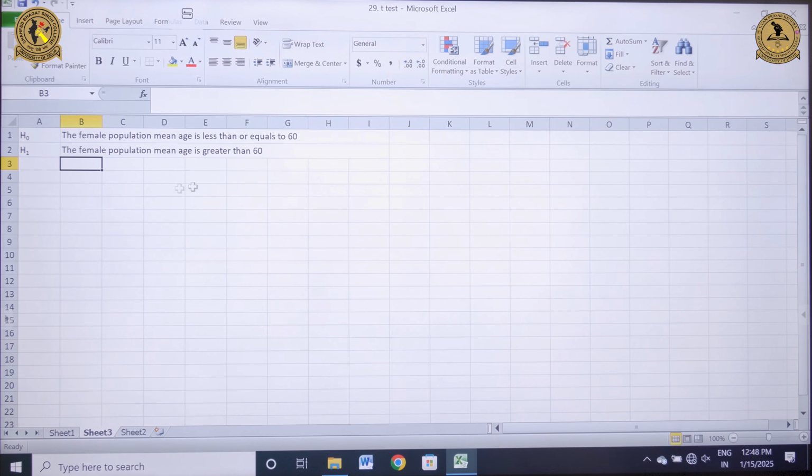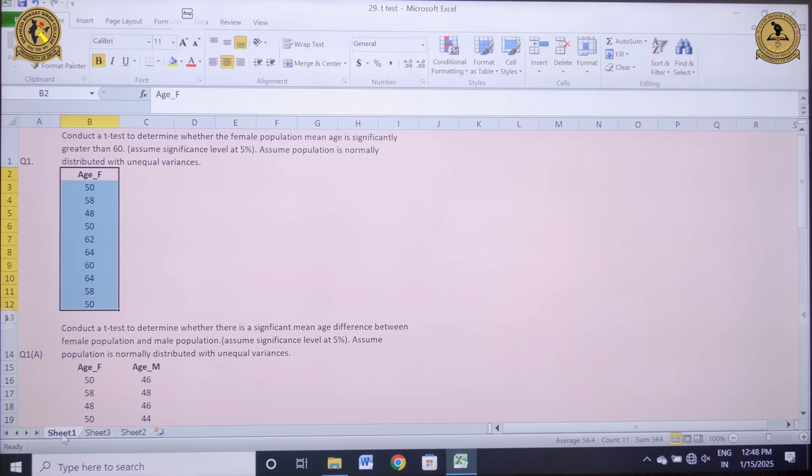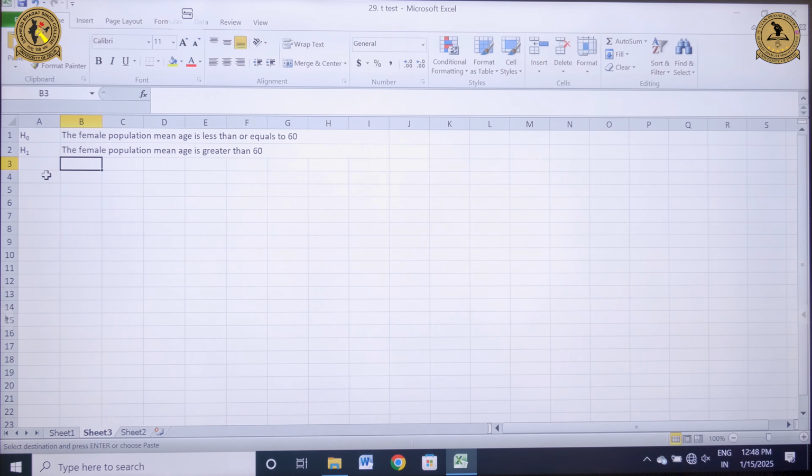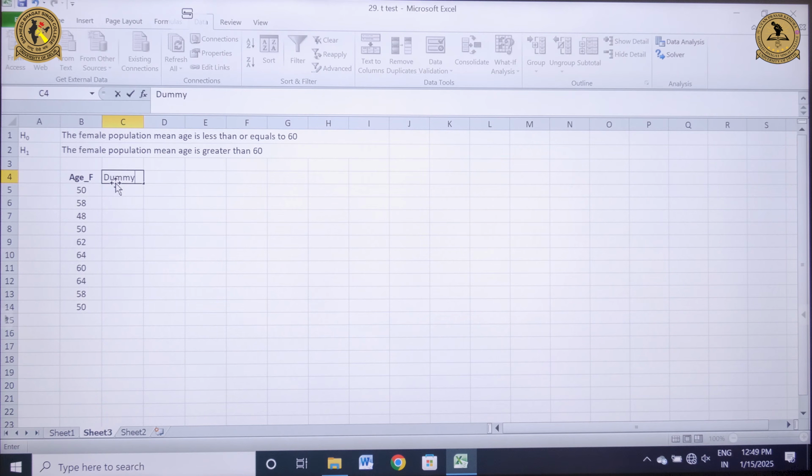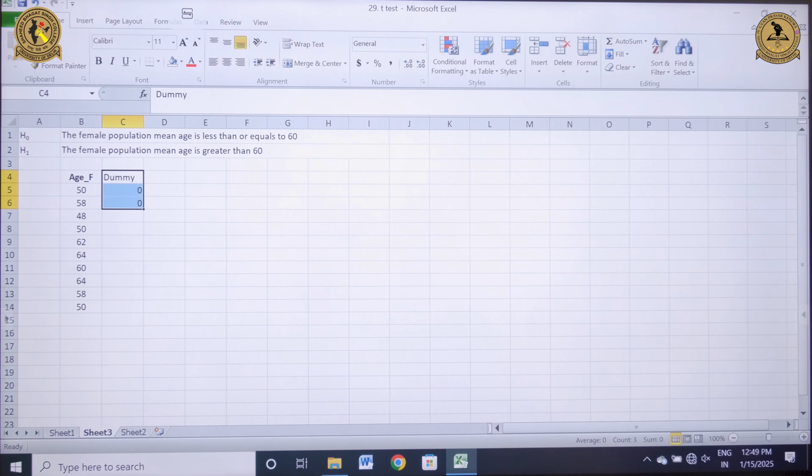Now after the formulation of null and alternate hypotheses, let me copy paste this information containing the mean age of the female population. So Ctrl C and Ctrl V. Now after copying the data, I will create a dummy variable. This dummy variable is necessary in order to conduct a one sample t-test, because in MS Excel there is no option of one sample t-test. So we will click on two sample t-test with unequal variances.